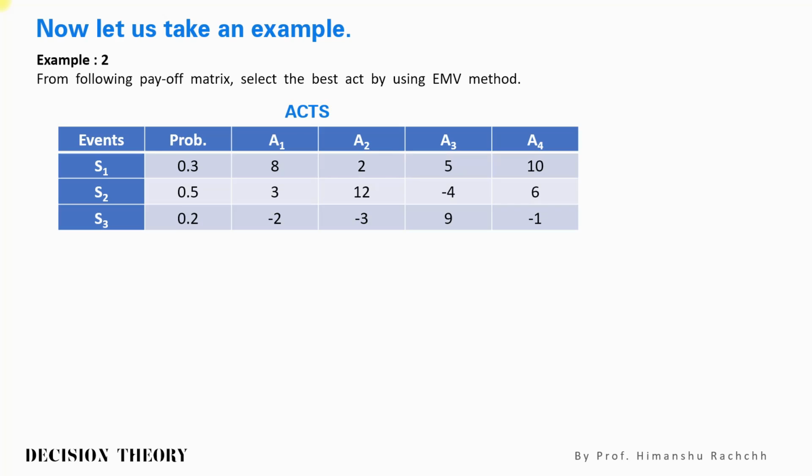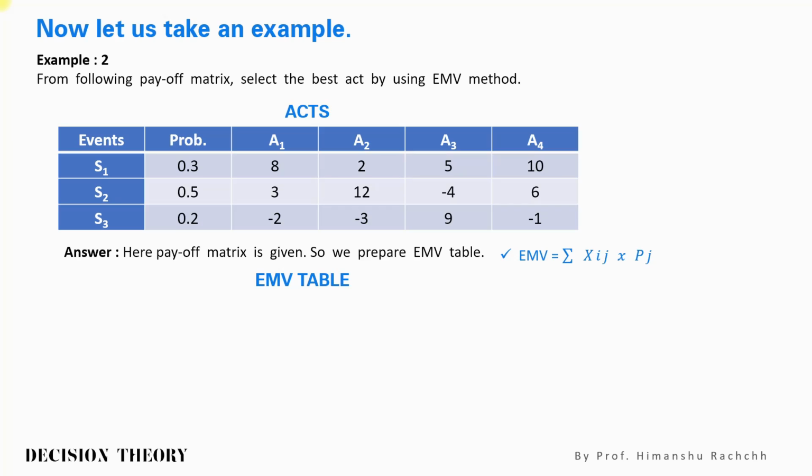Friends, you know that sum of all probabilities is always 1. Now, for different acts A1, A2, A3 and A4, we are given payoffs. We want to decide out of these 4 which is the best act. Here payoff matrix is given. So, we directly prepare EMV table. Formula is EMV equal to sigma Xij into Pj. For each act we multiply payoffs with probabilities.